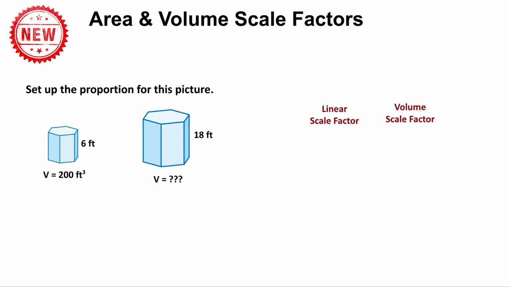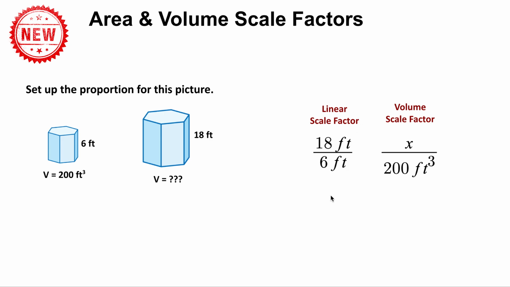Now the last thing is, let's look at some volumes. Here are 2 hexagonal prisms. The linear scale factor is going 6 to 18, which means that this shape right here is 3 times larger than this one. But as you put it into a proportion, if I were to go big over small, I could say 18 over 6. Well, if I'm going to go big over small in the volumes, I would say x over 200. Now, looking at these two things, you'll notice the units are not the same. And we also know that those ratios should not be the same either.